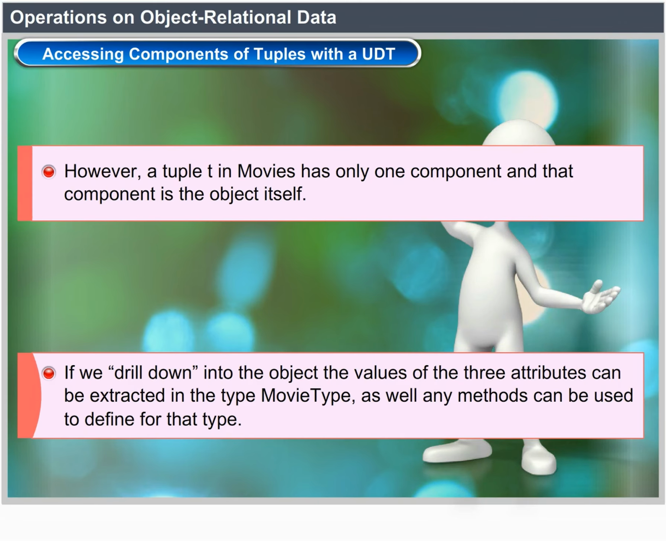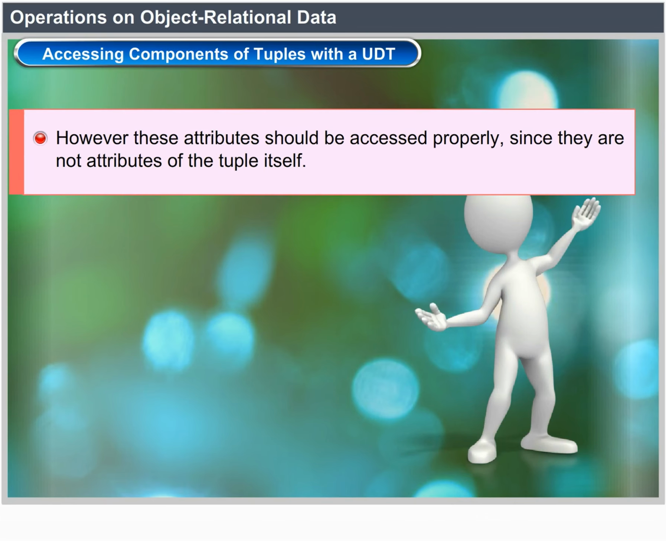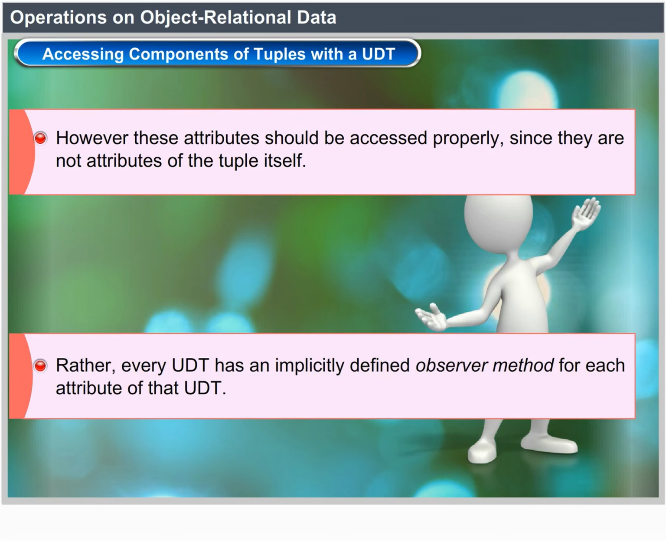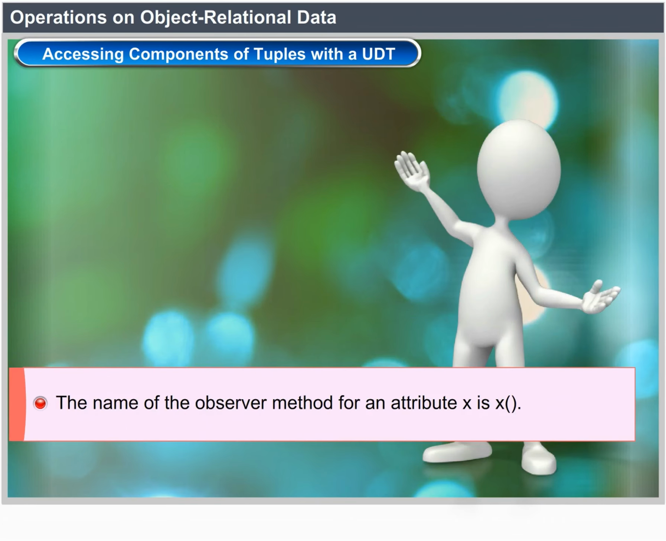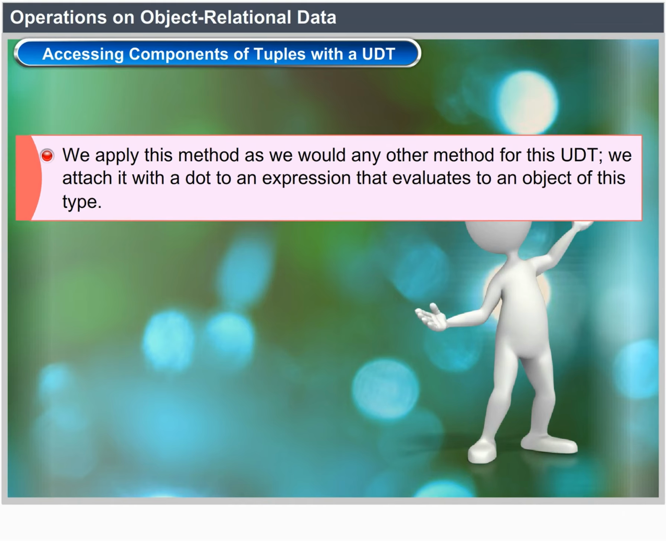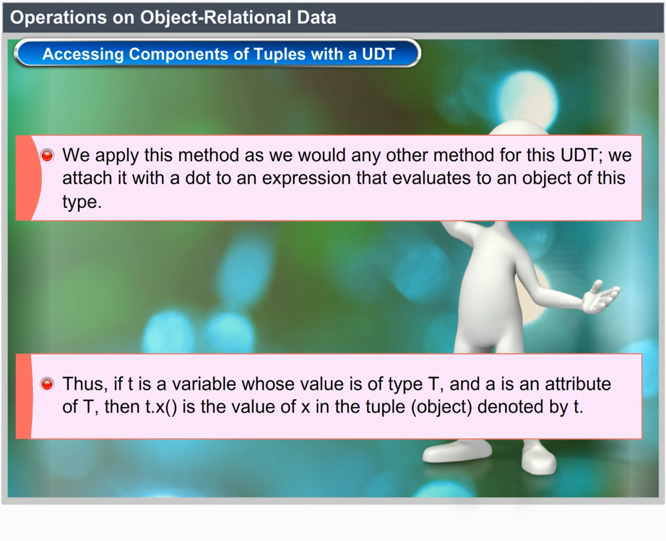However, we have to access these attributes properly, since they are not attributes of the tuple itself. Rather, every UDT has an implicitly defined observer method for each attribute of that UDT. The name of the observer method for an attribute X is X(). We apply this method as we would any other method for this UDT. We attach it with a dot to an expression that evaluates to an object of this type. Thus, if t is a variable whose value is of type T and X is an attribute of T, then t.X() is the value of X in the tuple object denoted by t.